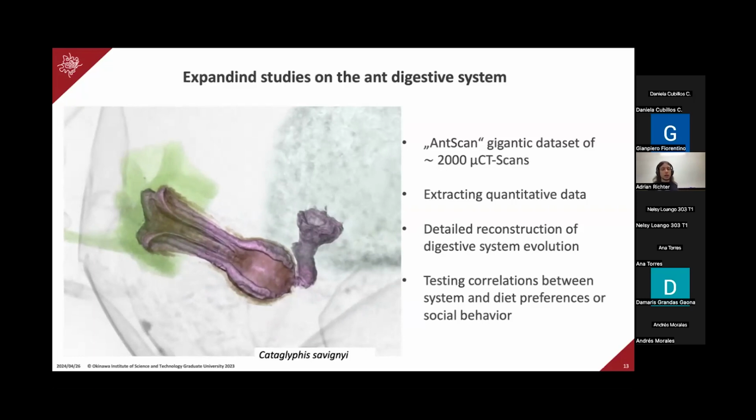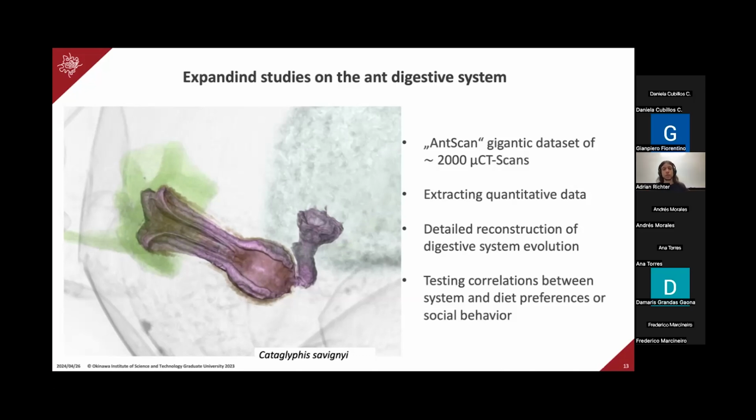And analyzing the evolution of this whole system is the goal of my current project, where I want to utilize the AntScan data set, which has been generated here in the lab of Evany Konomo in Okinawa, where they scanned basically around 2,000 different ant specimens, hundreds of different species. And so we have a huge amount of morphological data now.